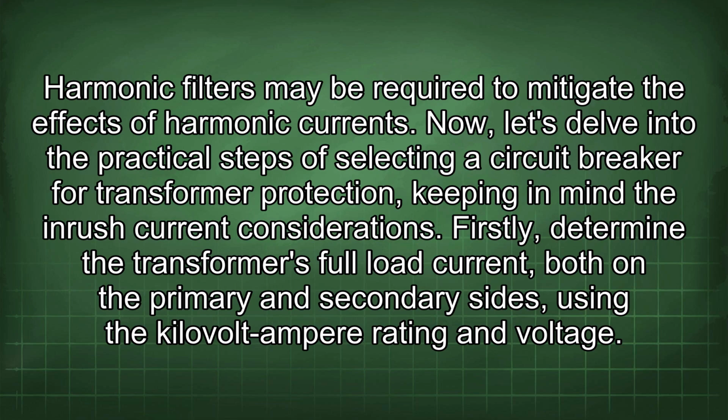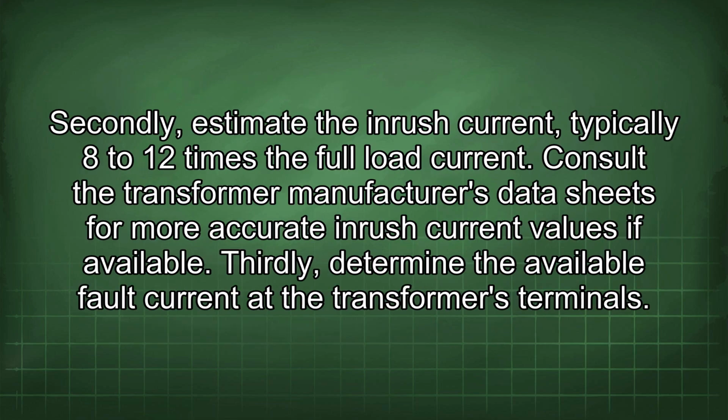Now let's delve into the practical steps of selecting a circuit breaker for transformer protection, keeping in mind the inrush current considerations. Firstly, determine the transformer's full load current, both in the primary and secondary sides, using the kilovolt-ampere rating and voltage. Secondly, estimate the inrush current, typically 8 to 12 times the full load current. Consult the transformer manufacturer's data sheets for more accurate inrush current values if available.